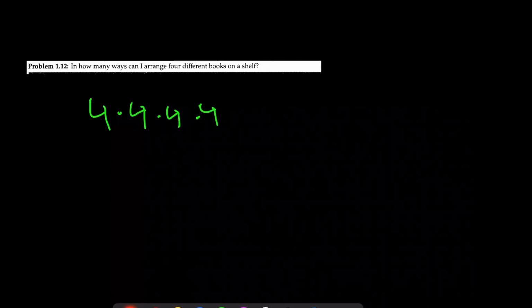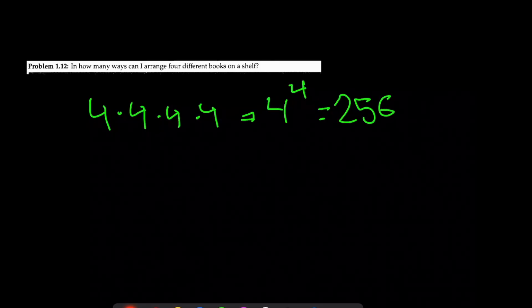So how many different ways can I order 4 books on a shelf? Now, this is easy, right? Like 4 options, 4 options, 4 options, 4 options. But the problem is, this is not the answer. This would be 4 to the power 4, which is equal to 256. But this isn't the possible answer, because once you pick the first book to go in one spot, the second book can't be the same.